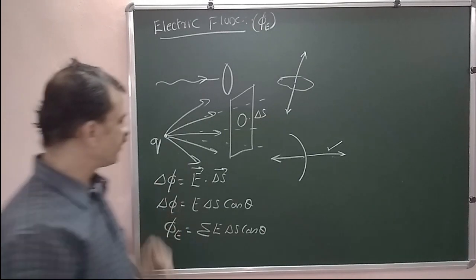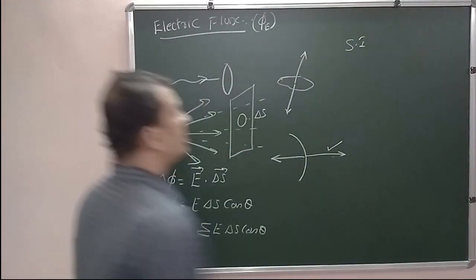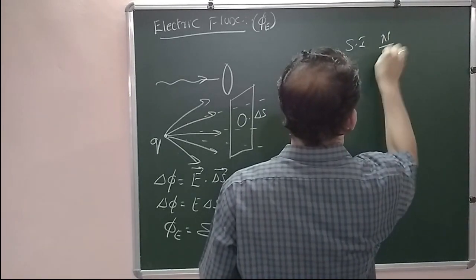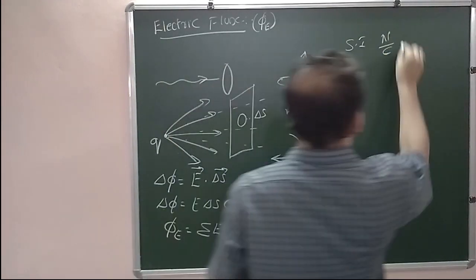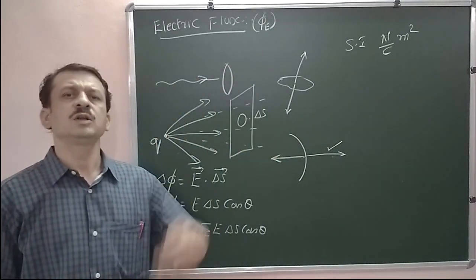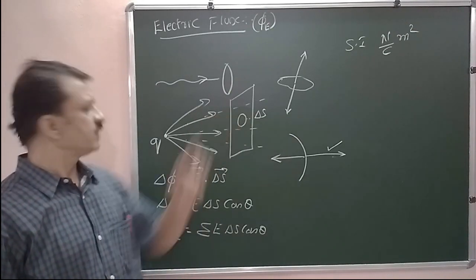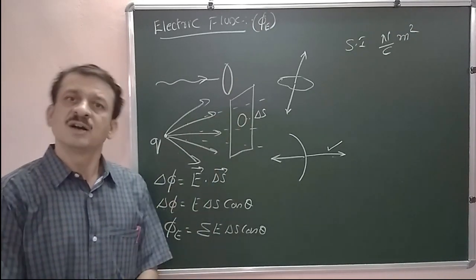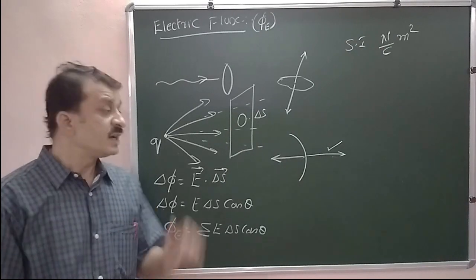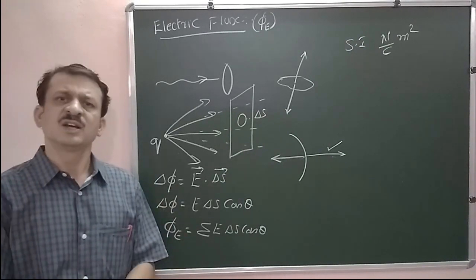Now what is the SI unit of electric flux? Electric field is in Newton per Coulomb, and area is in meter square. Therefore, Newton meter square per Coulomb is the SI unit of electric flux. It is a scalar quantity. Electric flux is a scalar quantity.